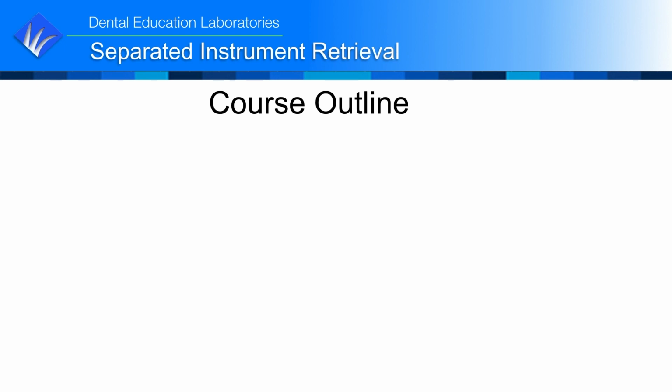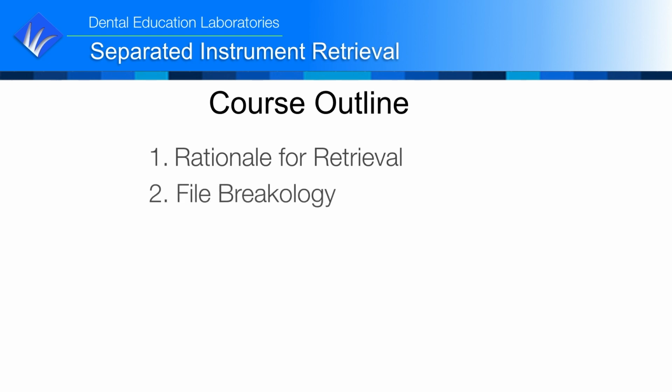First, let me list the course outline. There are 6 chapters. First, Rationale for Retrieval. When is it necessary to retrieve a broken file? When can we leave the file segment in place? It's really important to know the difference. The second chapter is File Breakology, or the study of how files come apart during their use. Obviously, the easiest method of dealing with separated files is to avoid the file failure in the first place.